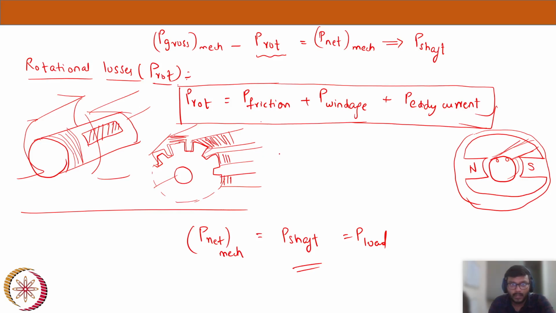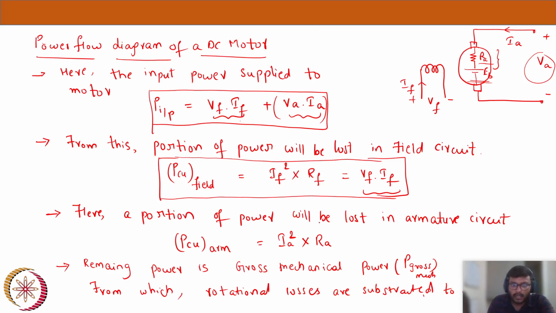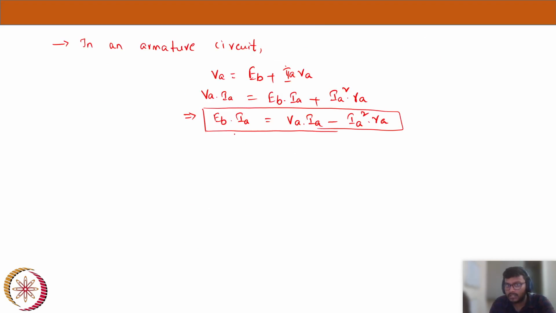Let's go back. Here you see IA square RA is nothing but the power loss in the armature, right? Now the power available is VAIA. We are subtracting IA square RA to get the gross mechanical power. From the available power of VAIA, if you subtract the armature copper loss, the power left is EB into IA, which is nothing but our gross mechanical power. So that's what I want to show you here.